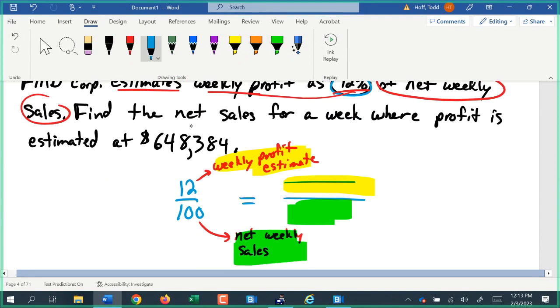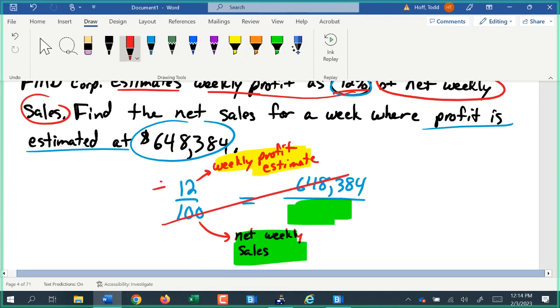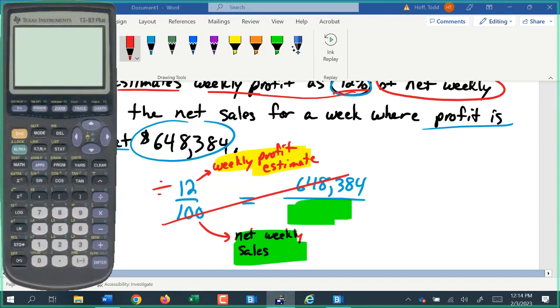So we look at this number here, 648,384. That represents the profit estimate. So that is the estimate of the weekly profit. That has to go on top. So 648,384. And then we cross multiply and divide. 100 times 648,384 divided by 12 gives us 5,403,200.